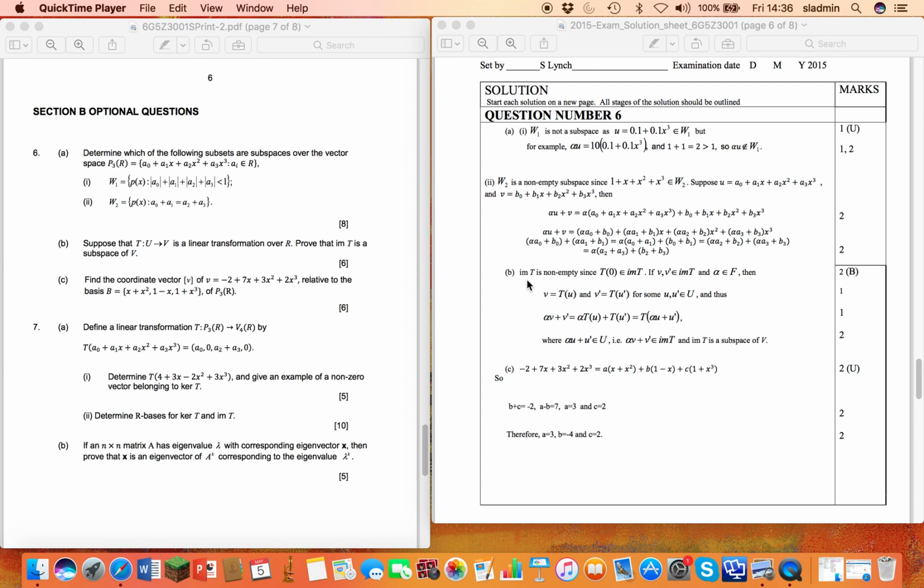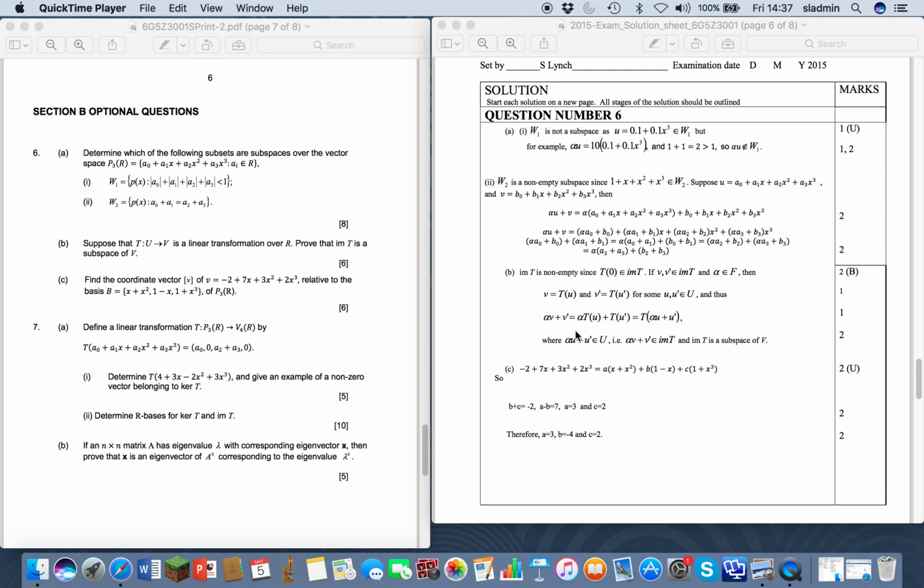For part B, as I said, this is just bookwork. So the image is non-empty because T of 0 is in the image. If v and v dashed are in the image and alpha belongs to the field, then v has to equal T of u for some u belonging to the vector space capital U, and v dashed has to equal T of u dashed for some u dashed belonging to U. And then if we write down alpha v plus v dashed, we want to prove now that alpha v plus v dashed is also in the image.